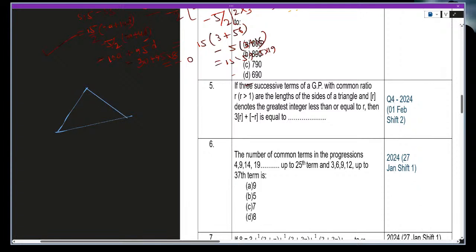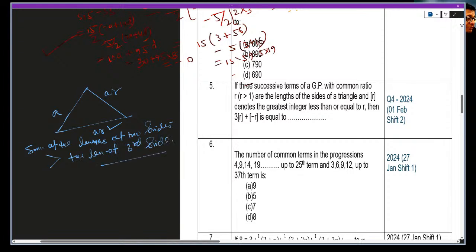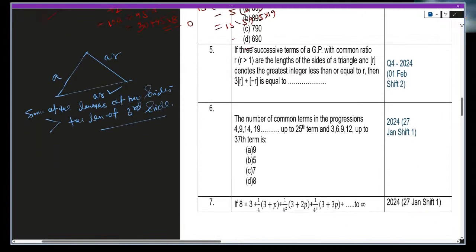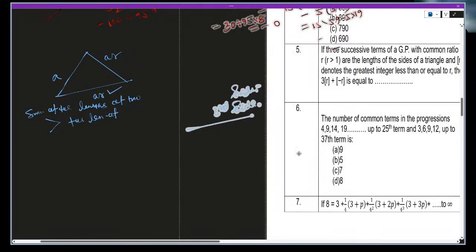Length of 3 sides, how many ways can you take? a, ar, ar square. No other information is given. But this is a triangle. So the sum of 2 sides must be greater than the third side. Sum of the lengths of 2 sides greater than the length of the third side. Agree or not? So what are the conditions you are getting over there? Check once. Based on that we will get the conditions. Just check what conditions you are getting.